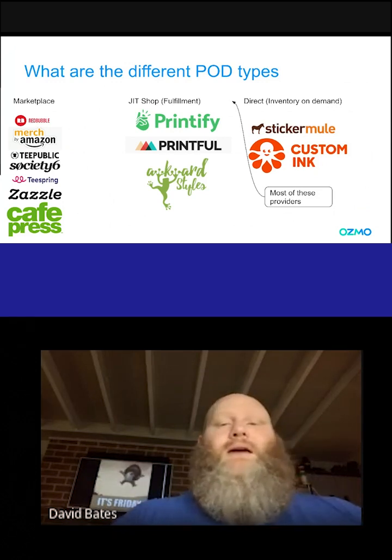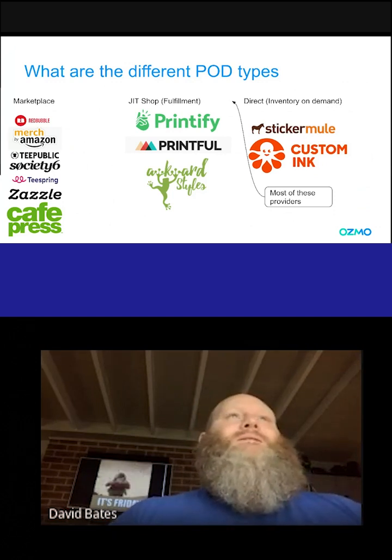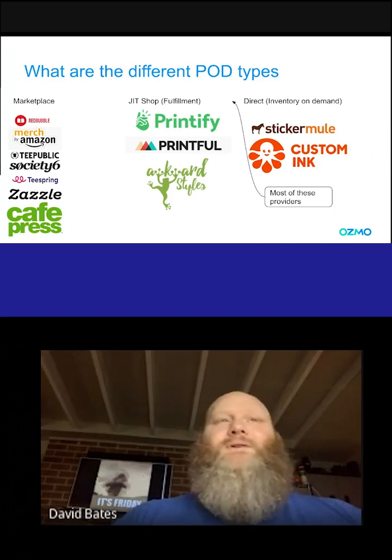The way that works is you don't have any upfront cost. You just put the item in the store. If your item sells, then you get a commission on that sale. The second bucket is a just-in-time shop or fulfillment, and that's very similar to the first graphic we showed.